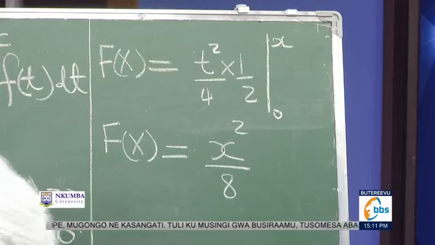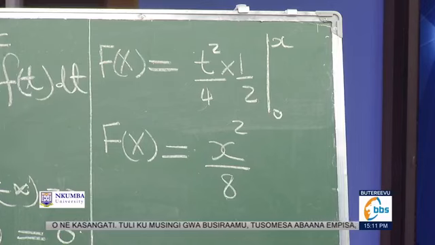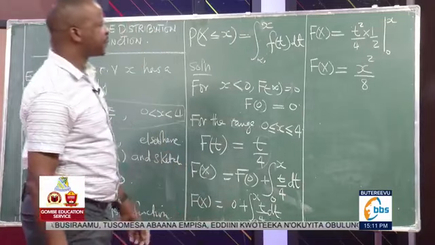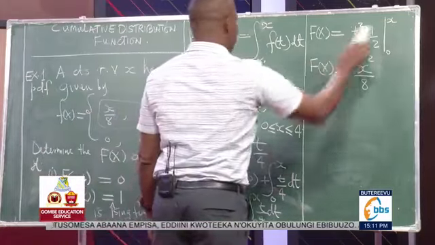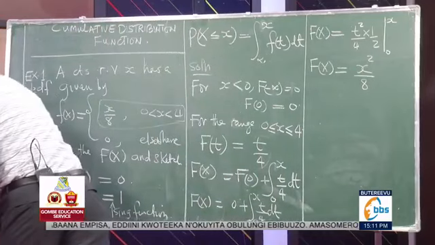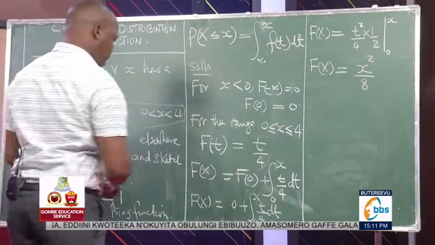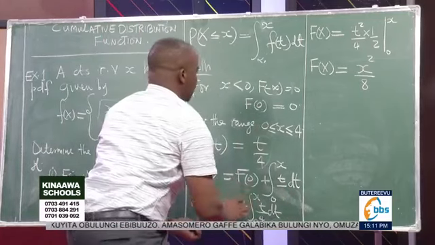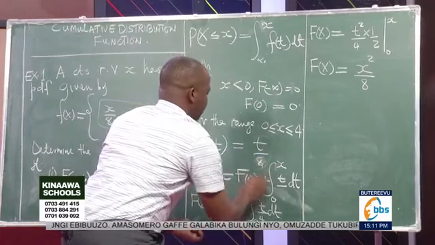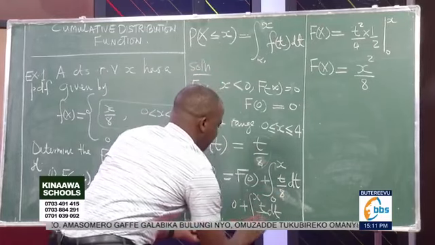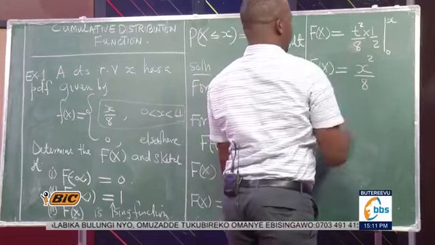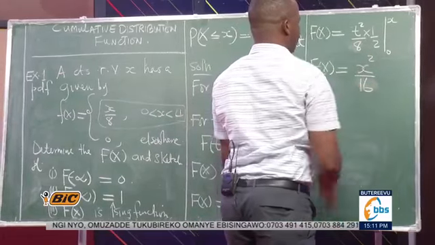If I put in my expression, this is t squared over 4 times 1 over 2. My function was x out of 8, sorry. So this should be out of 8, so it will be out of 8, which will give me 16.